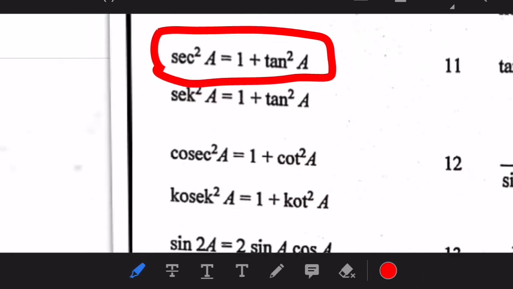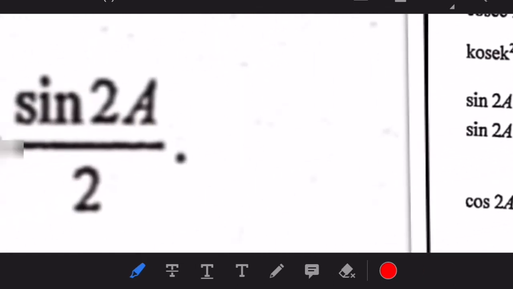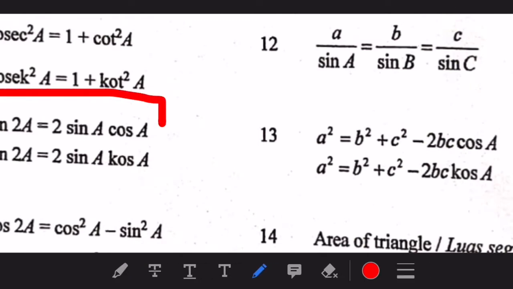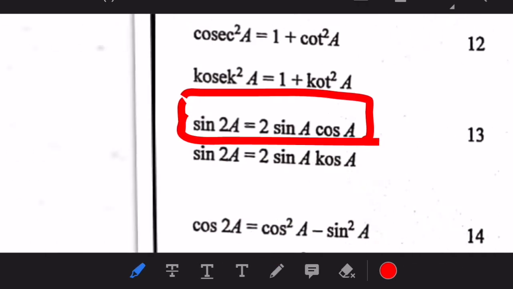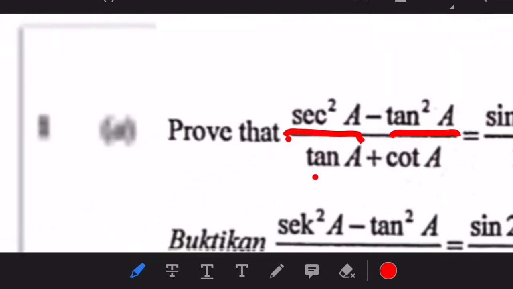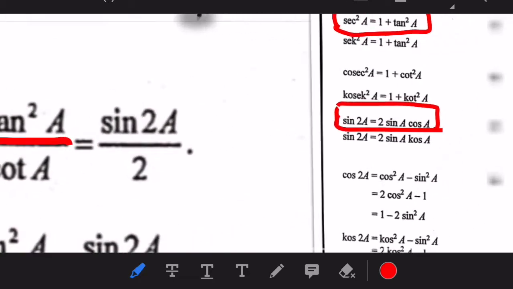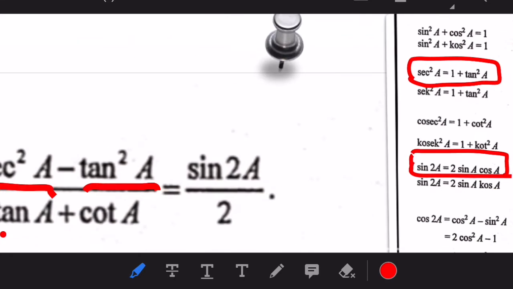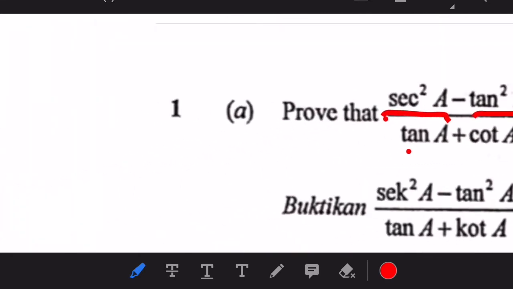And we have another one which is sine 2A. You just copy the formula that you want to use, and then you write it beside the question. So I'm going to copy the sine 2A formula, which is 2 sine A cos A, and sec square A is 1 plus tangent square A.